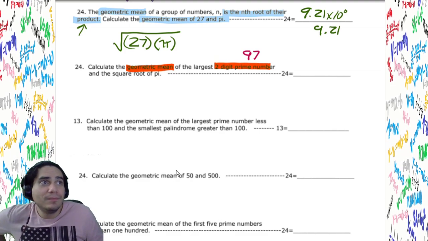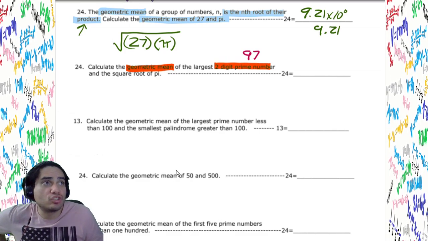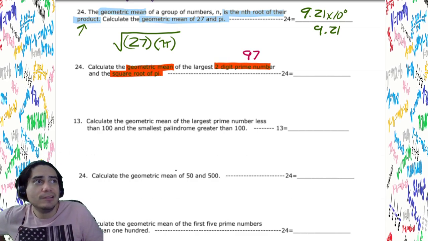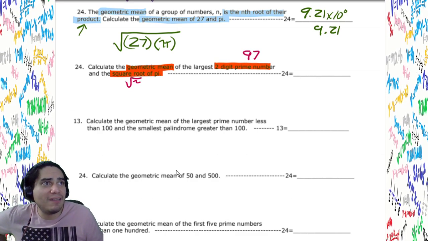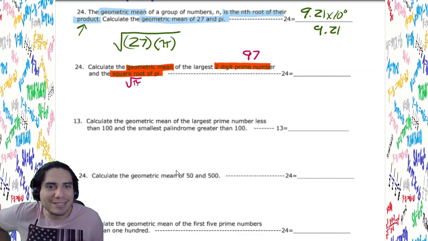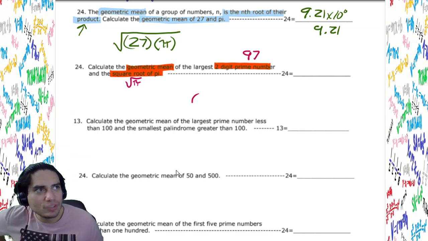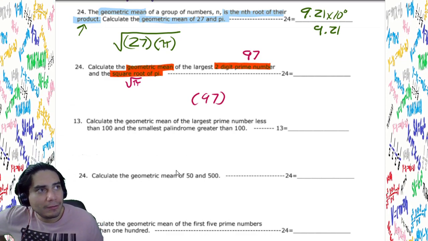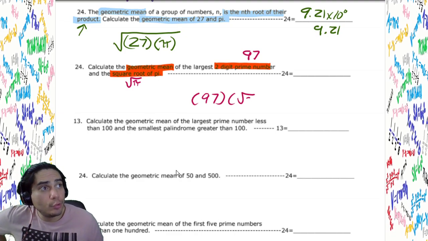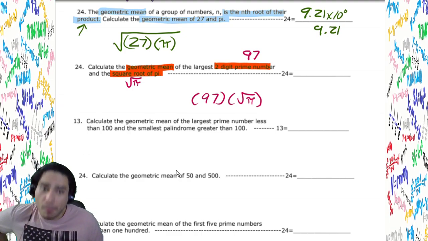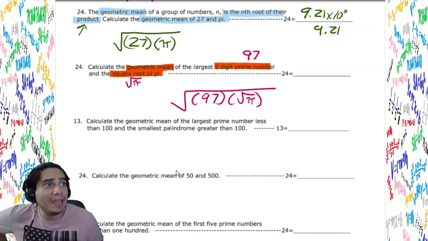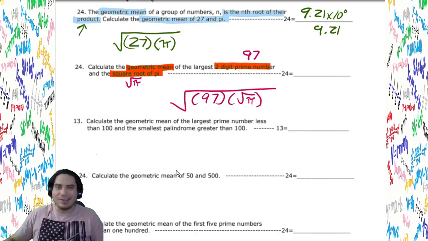And then the square root of pi. So we're going to basically get 97 and multiply it by the square root of pi. So we're going to put 97, right? We're going to get the square root of pi. We're going to multiply them, and then we're going to square root our answer. And that's all it is, ladies and gentlemen.